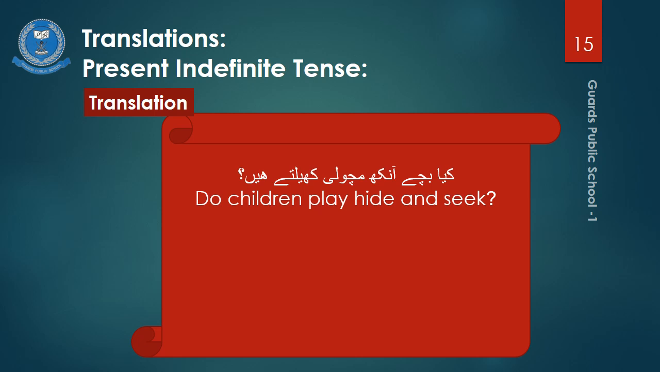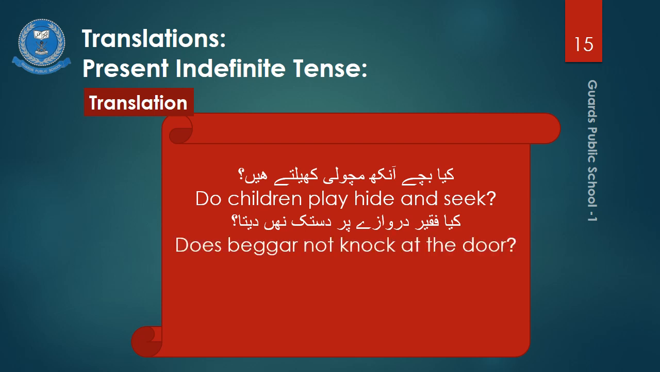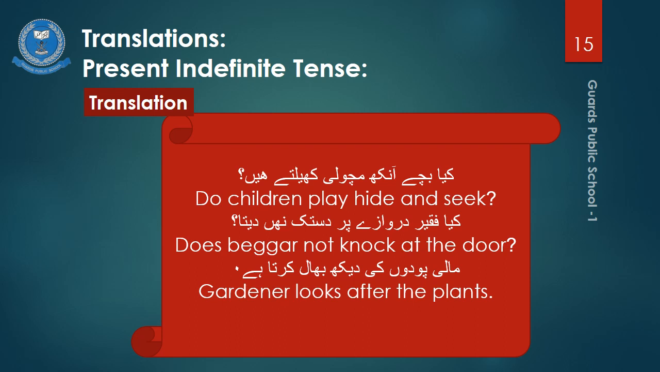Next sentence: क्या फकीर दरवाजे पर दस्तक नहीं देता? The subject is singular, and this is an example of an interrogative negative sentence. So write does in the beginning, then subject, then not, and then the first form of verb. So your English sentence: does beggar not knock at the door? Question mark. The last one is affirmative. माली पौधों की देखभाल करता है. Gardener looks after the plants.